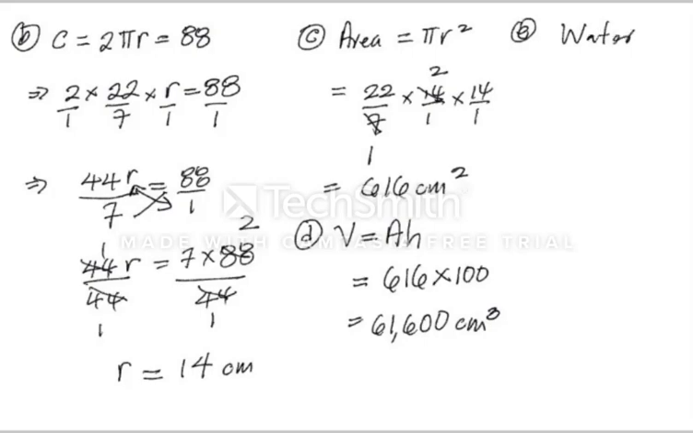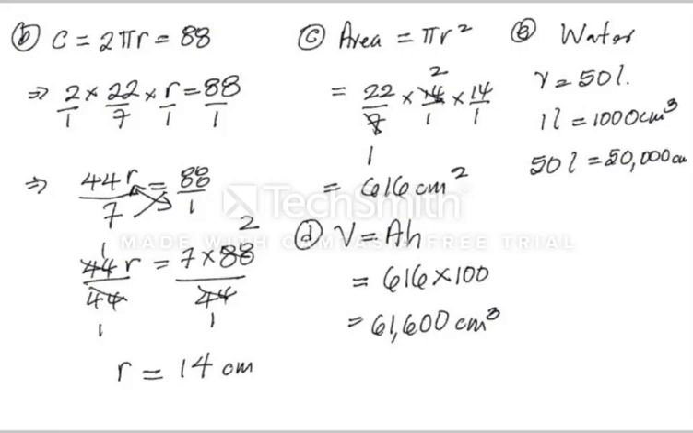First of all, the volume of water is 50 liters. Now, 1 liter is equal to 1,000 centimeters cube. Told you that already. So 50 liters is equal to 50,000 centimeters cube. So the capacity is 61,600, and somebody poured 50,000 centimeters cube of water into the cylinder. So the cylinder is not full.